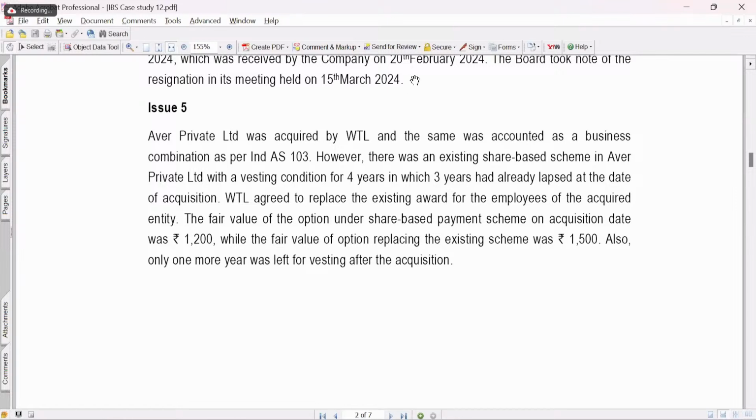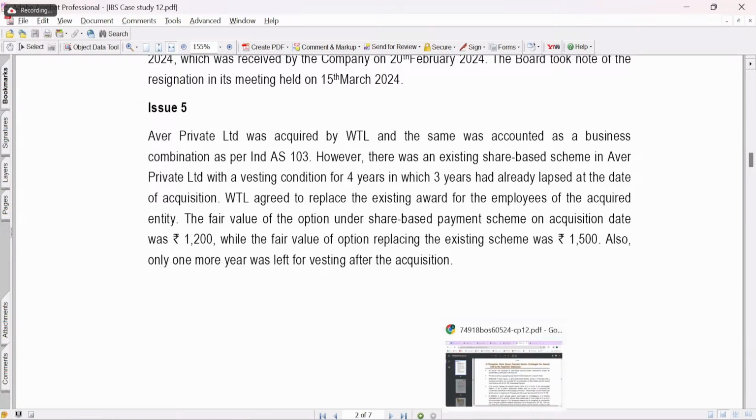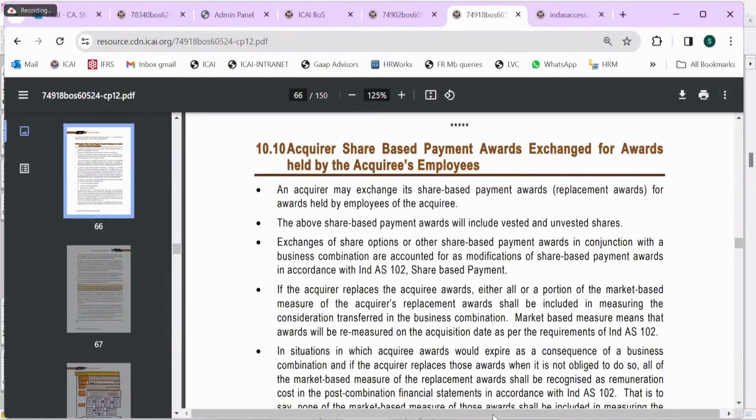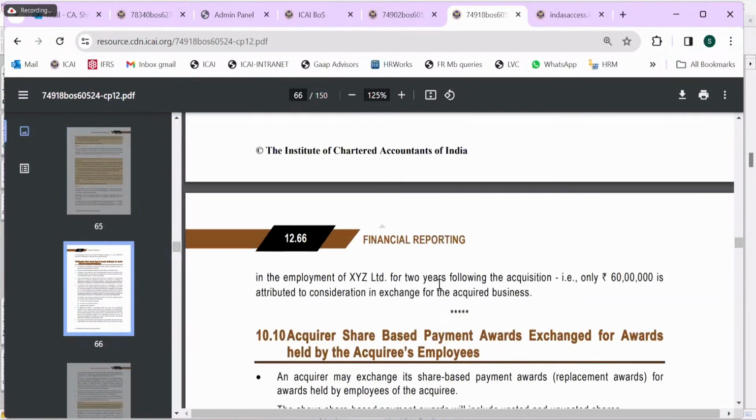Students, hope you are able to see my screen. Okay, this is there. Now we'll move on to the relevant provision. I have opened Ind AS 103. Because this is a question of Ind AS 103 business combination, we have to see which provision of 103 deals with such type of share-based scheme. So I have opened the study material, your new course study material, page number 12.66 of module 4.